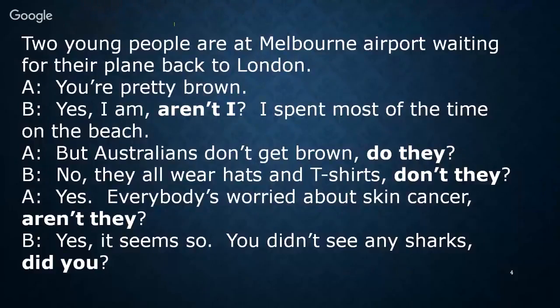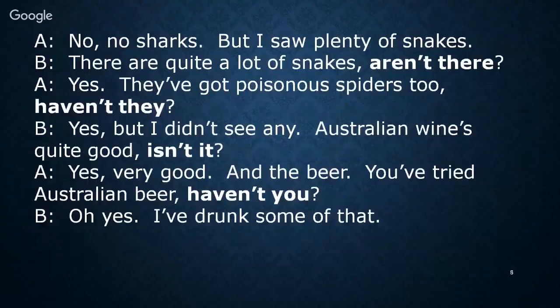Two young people are at Melbourne airport waiting for their plane back to London. A: You're pretty brown. B: Yes, I am, aren't I? I spent most of the time on the beach. But Australians don't get brown, do they? No, they all wear hats and t-shirts, don't they? Yes, everybody's worried about skin cancer, aren't they? Yes, it seems so. You didn't see any sharks, did you? No, no sharks. But I saw plenty of snakes. There are quite a lot of snakes, aren't there? Yes, they've got poisonous spiders too, haven't they?